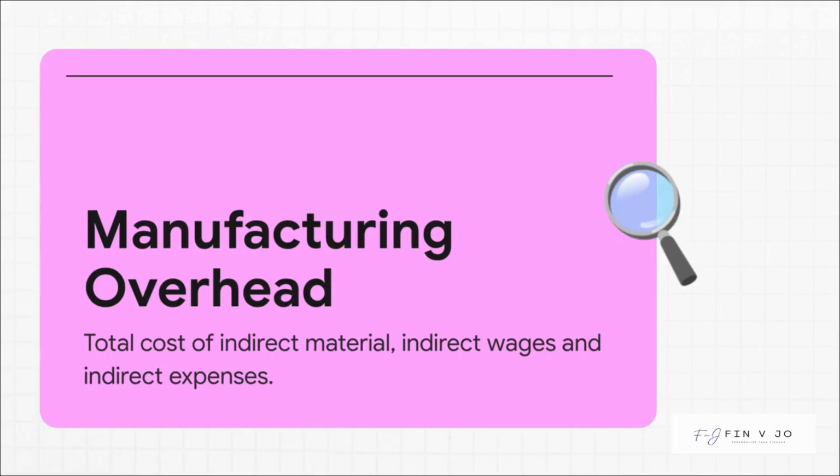Conversely, we have our indirect costs, which are collectively known as manufacturing overhead. This covers absolutely everything that keeps the factory running, but just can't be traced easily to one specific product unit. Think about indirect materials, like lubricating oil for the machines or repair stores. Or indirect wages, like paying the factory security guard or the maintenance staff.